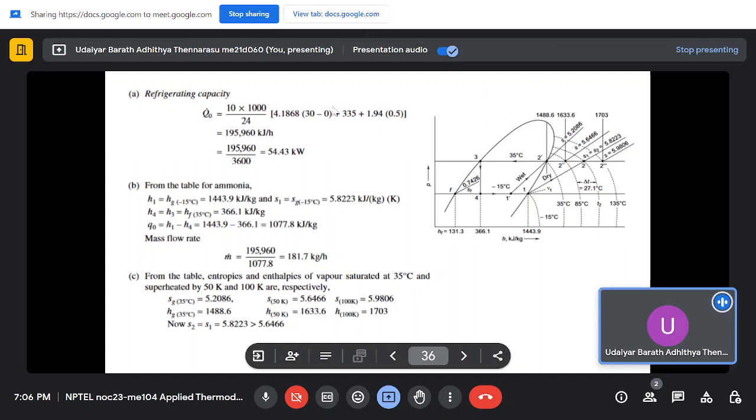which is brought down from 30 to 0 degrees Celsius. From 0 degrees Celsius, there is a latent heat for solidification, which is 335. Then CP of ice is 1.94, into 0 minus 5, so into 5. So this will come out to be 195,960 kilojoule per hour. Converting into watts, it will come out to be 54.43 kilowatt. So that is the cooling capacity required.